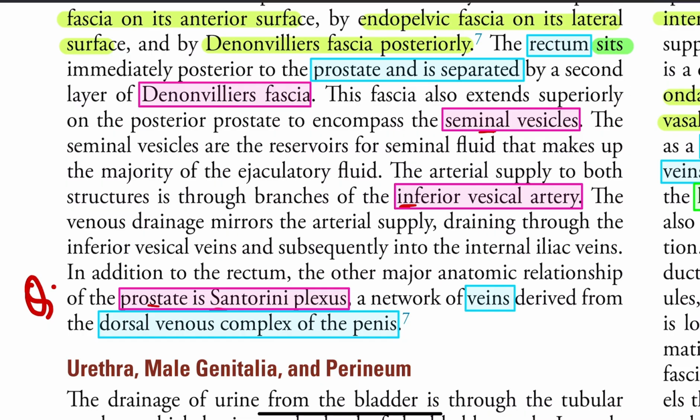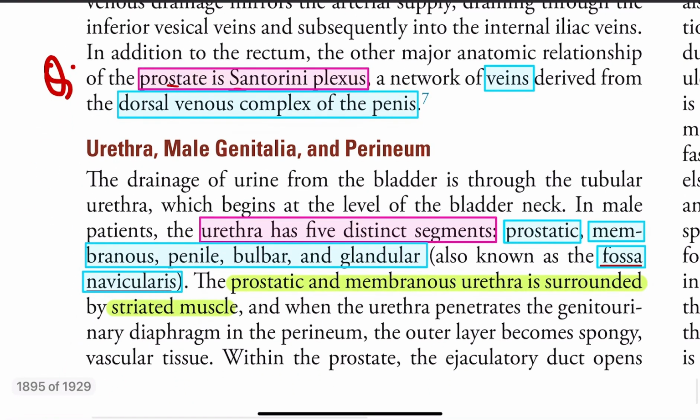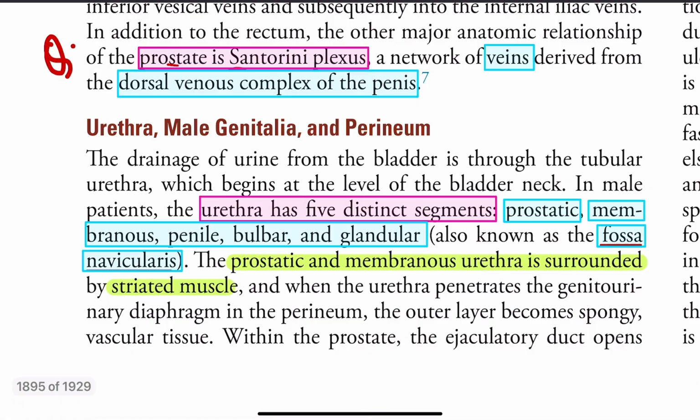It is supplied by the inferior vesical artery. And this is an important MCQ: the prostate has the Santorini plexus. This is a venous plexus derived from the dorsal venous plexus of the penis. Important. Now come to the anatomy of the urethra.